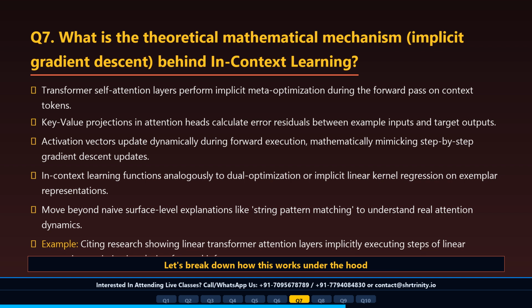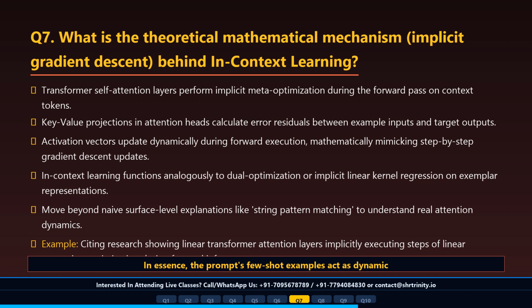Let's break down how this works under the hood step by step. During forward propagation, the key and value projections across attention heads compute residual errors between the example inputs and their target outputs provided in the prompt. As activations pass through successive transformer layers, these attention operations calculate representation shifts that mathematically match the exact update rules of linear gradient descent or kernel regression.